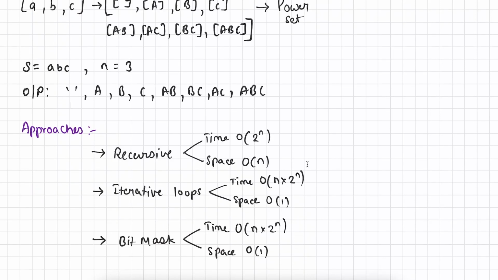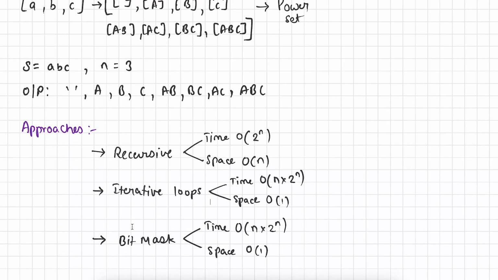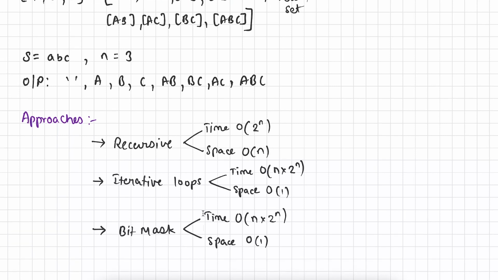So we have 3 approaches to solve this problem. One is the recursive way, which takes big O of 2 to the power n time and big O of n space. The second option is the iterative solution, which takes big O of n into 2 to the power n time and big O of 1 space. And the last and the efficient way is using bit mask, which also takes n into 2 to the power n time and big O of 1 space.